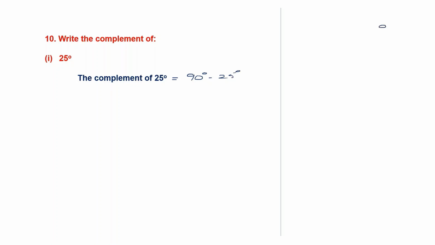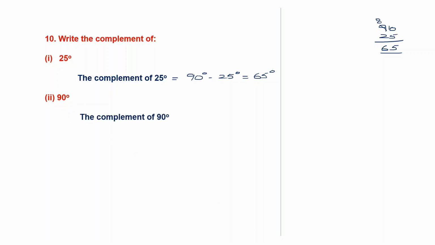So let's minus 90 and 25. So here we have to borrow. This is 8, 10. 10 minus 5 is 5. 8 minus 2 is 6. So we've got 65. So the answer here is 65 degrees. That means the complement of 25 degrees is 65, because if you add up 65 and 25, you will get 90 degrees. Next, we have to find the complement of 90 degrees.